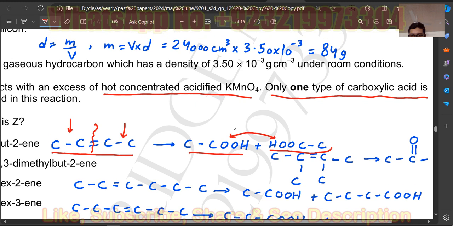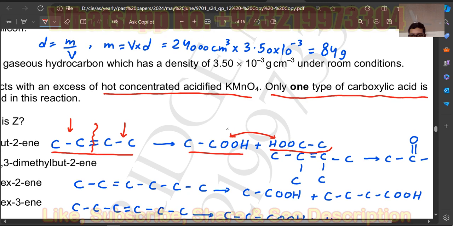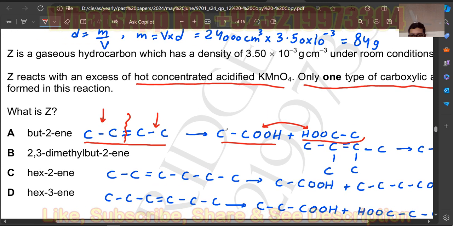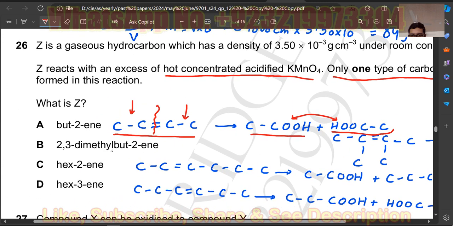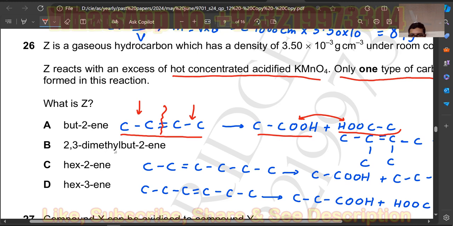So these two carboxylic acids are the same. So apparently it seems that this is the right answer, but we should see the products obtained as a result of the remaining three compounds.